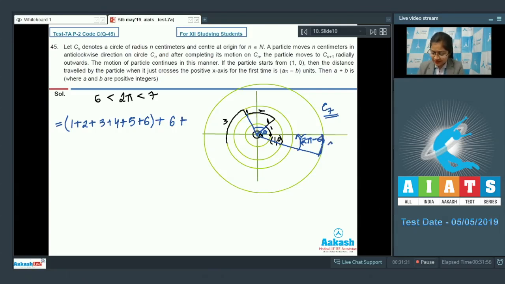Now this distance, let us say S, will be equal to, the radius is 7 and theta is 2 pi minus 6. So S will be equal to 7 times 2 pi minus 6. So this is the distance that has been covered by it. So it will be equal to 14 pi minus 15, which means that the value of A is 14 and the value of B is 15. So the value of A plus B is 29. So the answer to this question is 29.